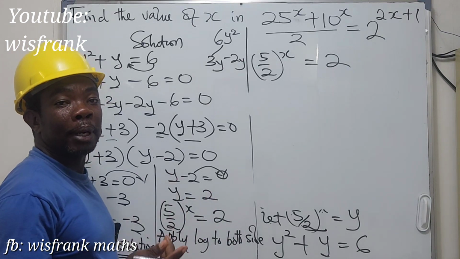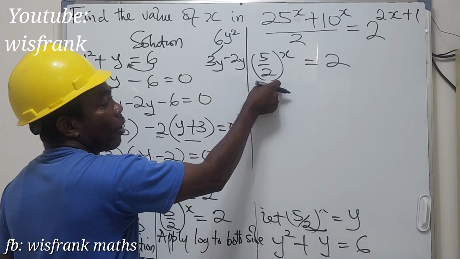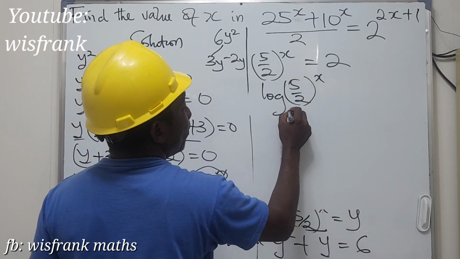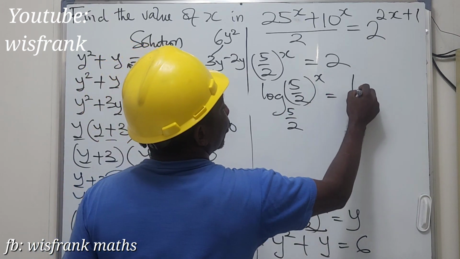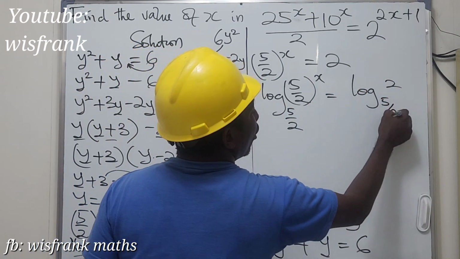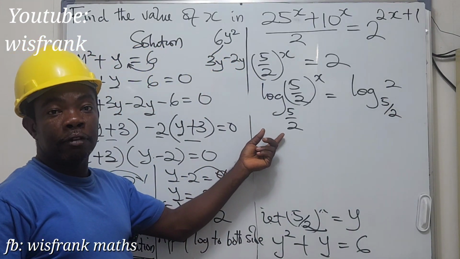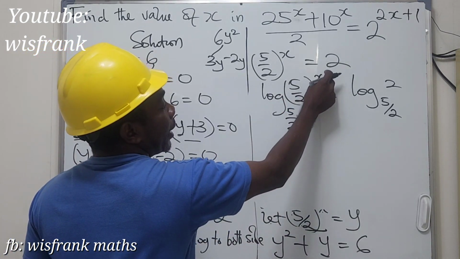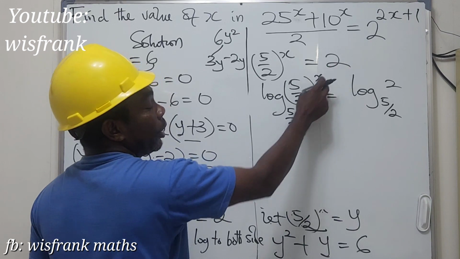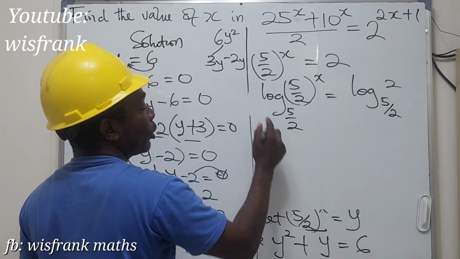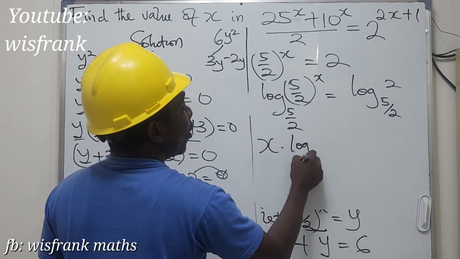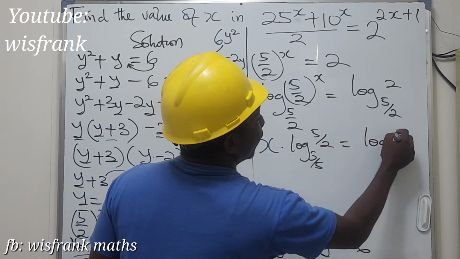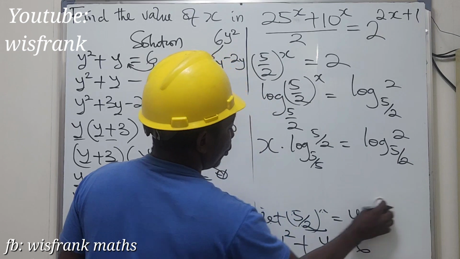The log that we are going to apply to both sides is going to be at the base of this. So that will become log of 5 over 2 raised to the power of x, base 5 over 2, equals log 2 base 5 over 2. So that is the base of the log that we apply to both sides. Here we know that the exponent will come down as a product. So that will become x times log 5 over 2 base 5 over 2 equals log 2 base 5 over 2. So that is what we have.